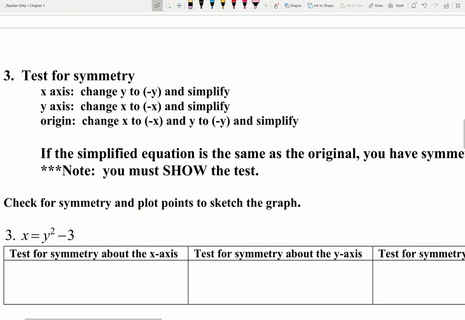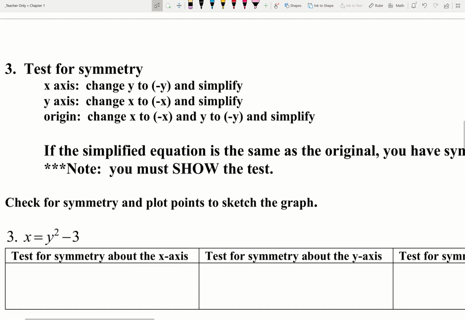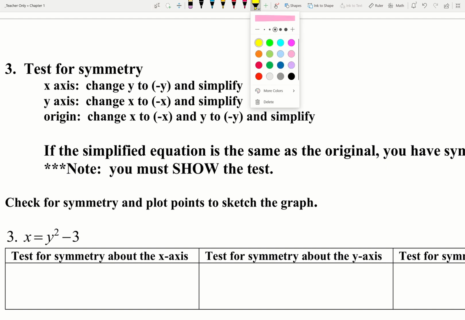Last thing I want to talk about in this video is this concept of symmetry. So this would be folding symmetry. So can I fold along the x-axis and overlap on top of itself? Can I fold along the y-axis and overlay on top of itself? Or in the case of origin symmetry, what we're talking about there is more of a rotational symmetry. Can I rotate the shape of my graph around the origin and then get the same exact shape overlapping on top of itself here, okay?